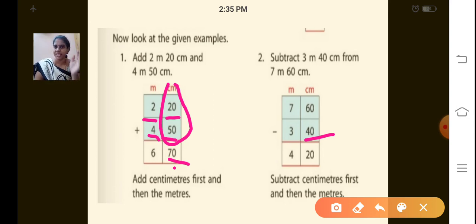Normal addition and subtraction. And if you are adding, if it is more than 100, what will you do? If it is more than 100, carry that 1 to the meters. Just carry that one, carry forward, right? Just carry forward that 1 to the meters part.